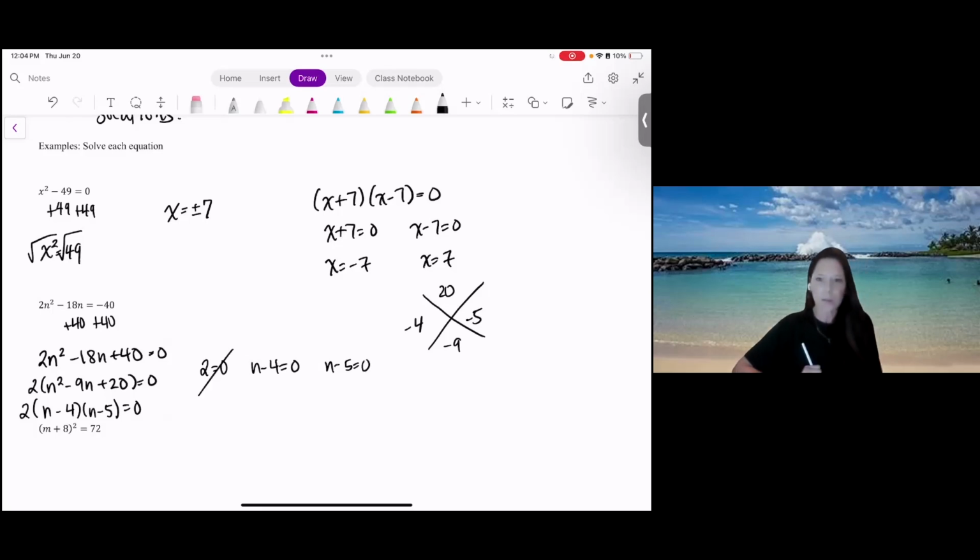2 does not equal 0. I'm going to add 4 to both sides, and I get n equals 4, add 5 to both sides, and n equals 5. That means that 4 and 5 are my solutions.